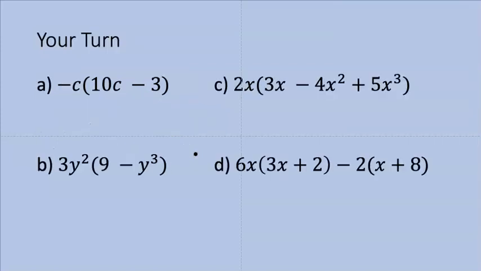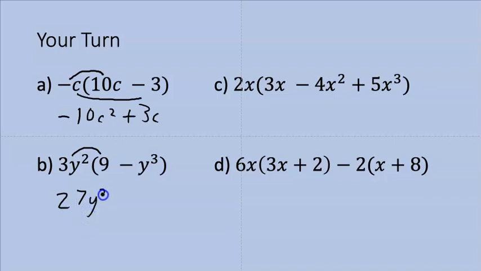So have a go at these ones yourself. Pause the video now, and then we'll go through how to do it. Okay, so let's go through A. Minus c times 10c, that gives me minus 10c squared. Then minus c times minus 3 is plus 3c. B, 3y squared times 9 is 27y squared. And then 3y squared times minus y cubed, that gives me minus 3y to the 5.